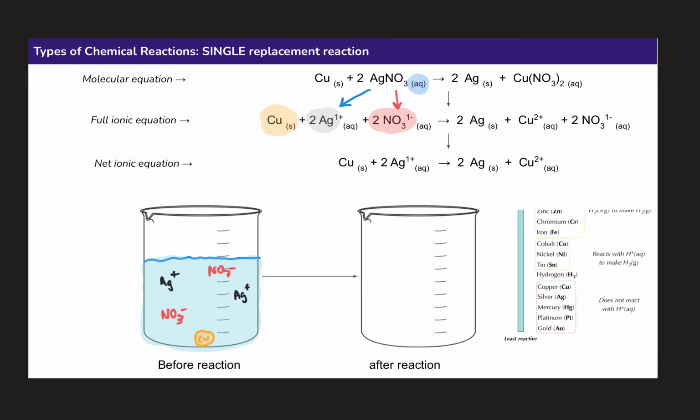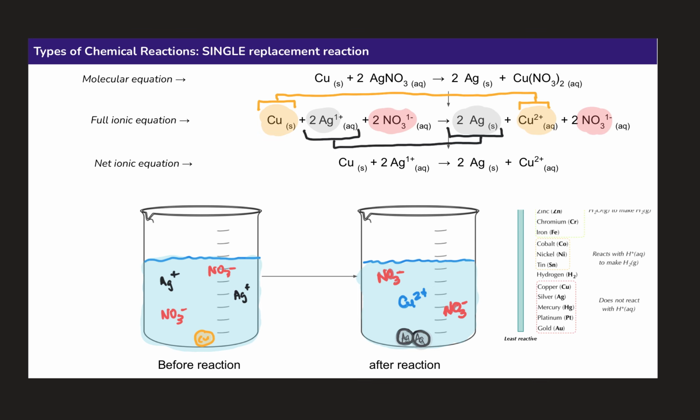And after the reaction, we see now we have solid silver sitting at the bottom of the beaker, and floating in the solution are the copper ions and still the nitrate ions, which is why we say that it's aqueous copper 2 nitrate. When we look at what's actually changing from the beginning until the end, the silver starts off as aqueous ions and the copper starts off as a solid. And then after the reaction, we see that we have solid silver and then aqueous copper ions.